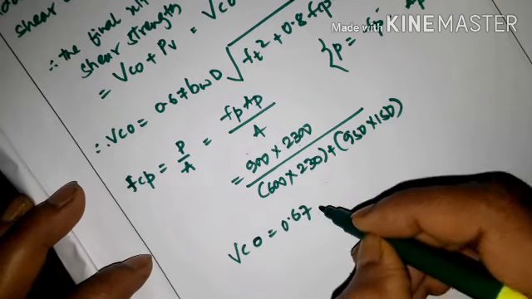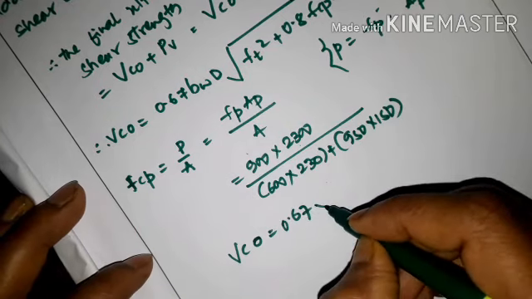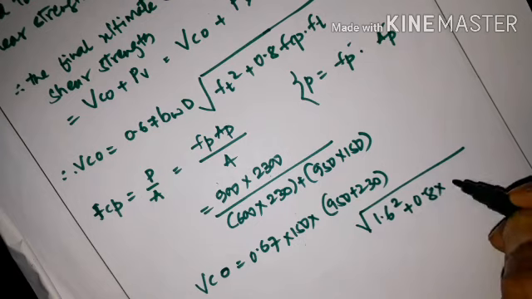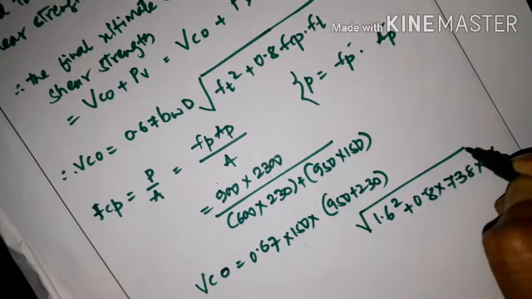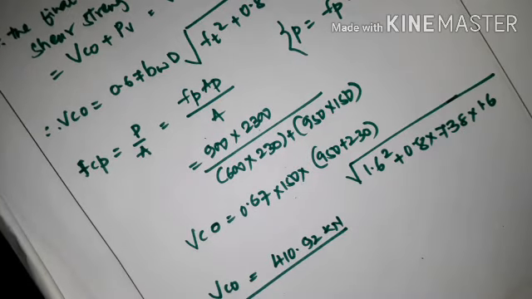Therefore VCO is equal to 0.67 into BW, which is 150, into D, the total depth, 950 plus 230, into bracket of square root of Ft, given as 1.6, the tensile strength of concrete, plus 0.8 into Fp, which is 7.38, into again 1.6. So we'll get VCO is equal to 410.92 kilonewton.